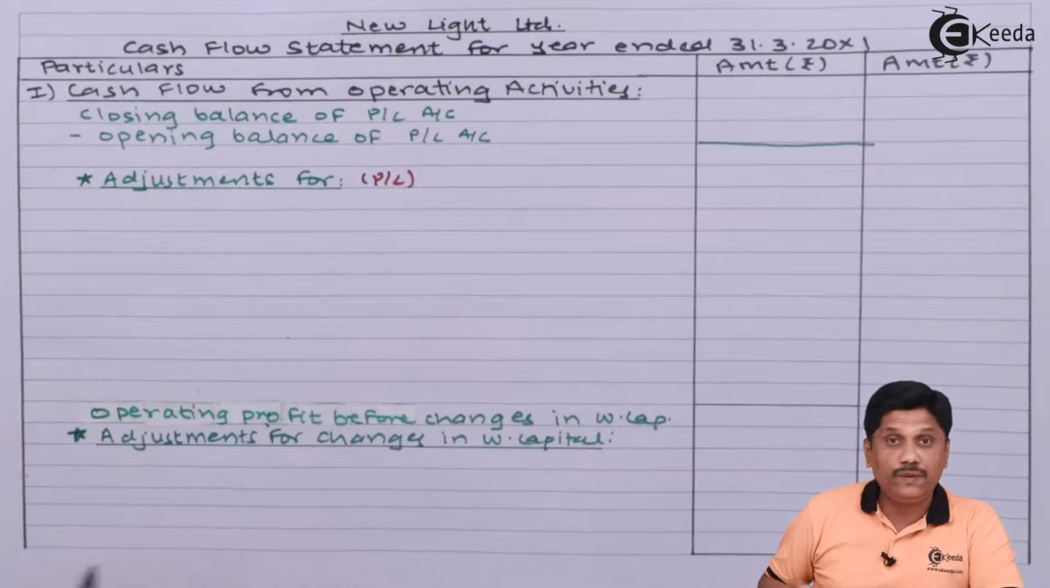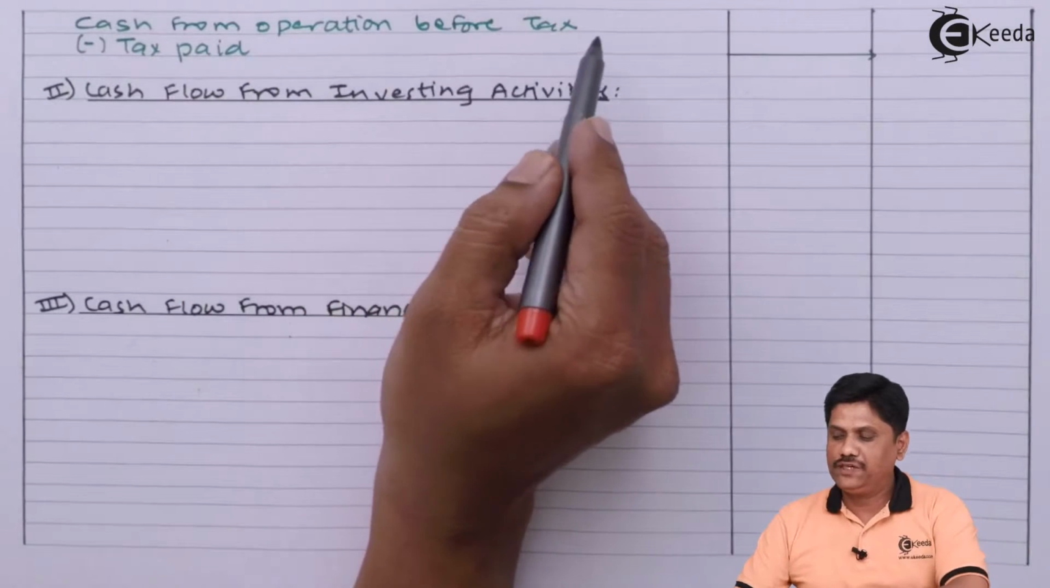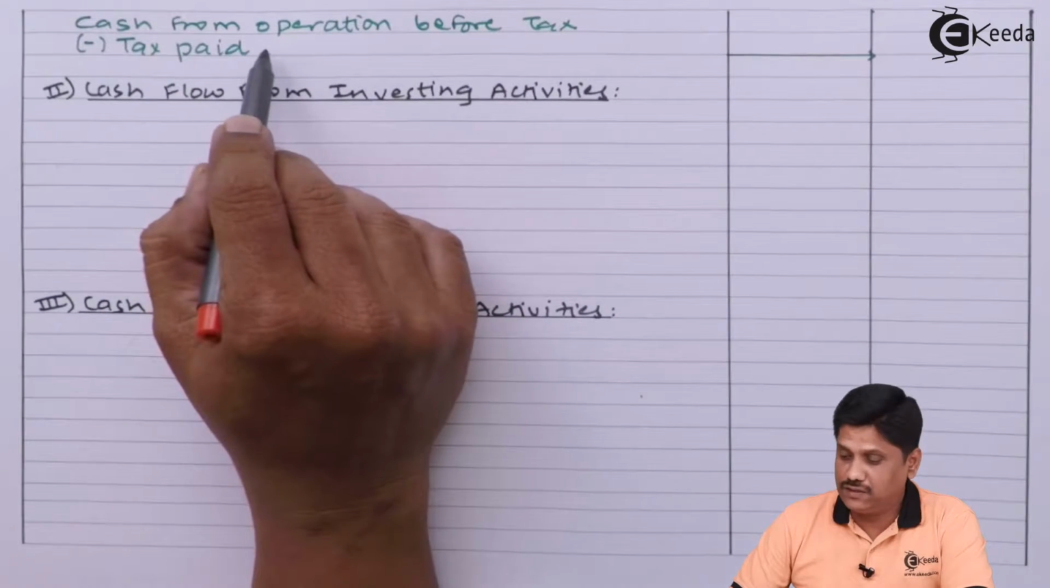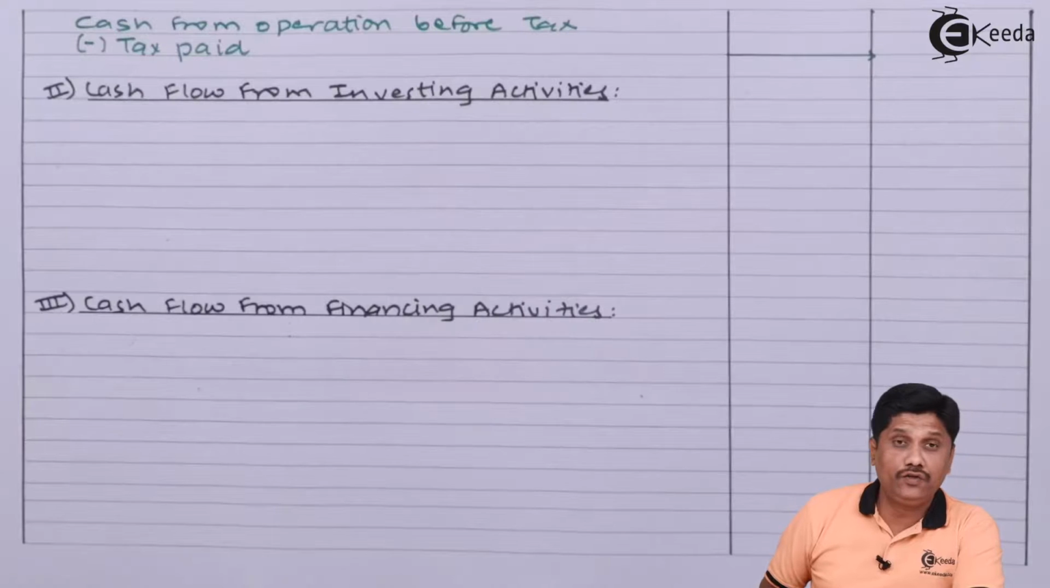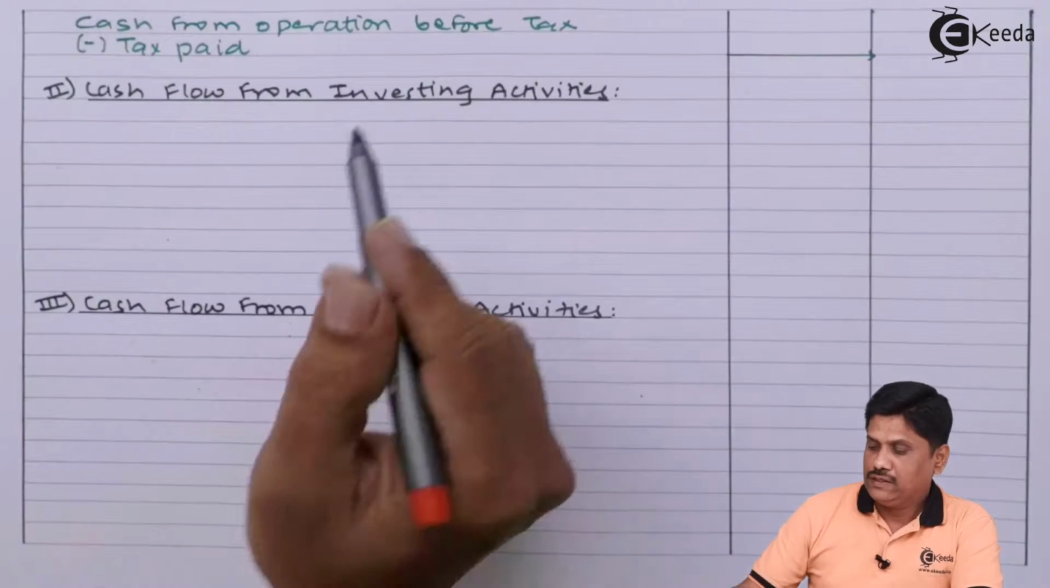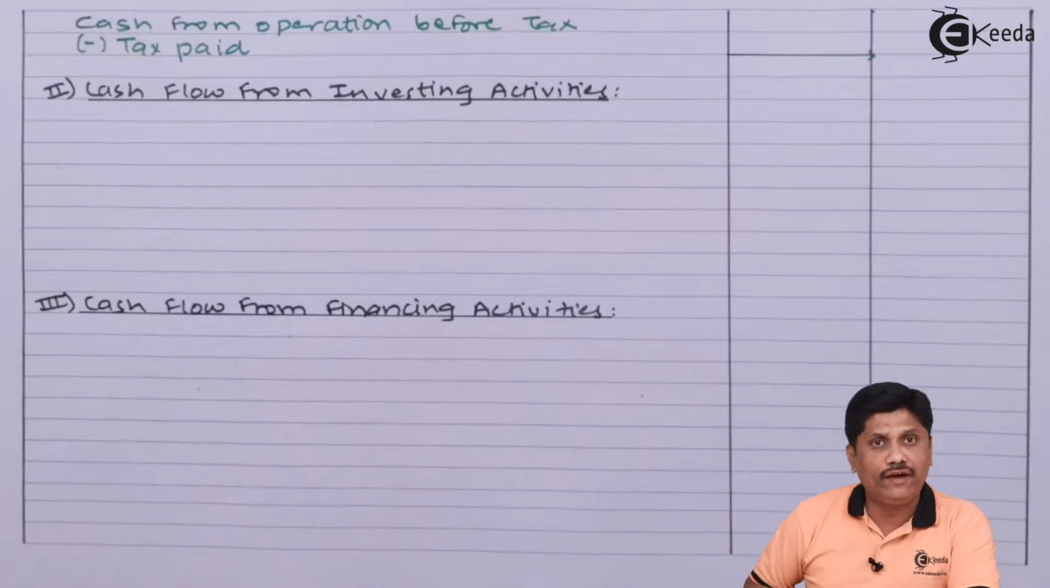Then we will do the adjustment for changes in working capital. On the next line, I will get cash from operation before tax. From that, I will minus tax paid. I will get the resulting figure as net cash generated or used in operating activities. Second activity we have kept investing activity, and third activity we have kept financing activity. So it is a normal format we have prepared.